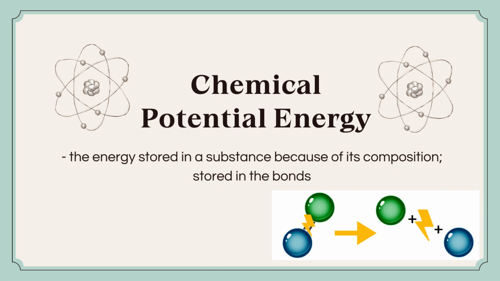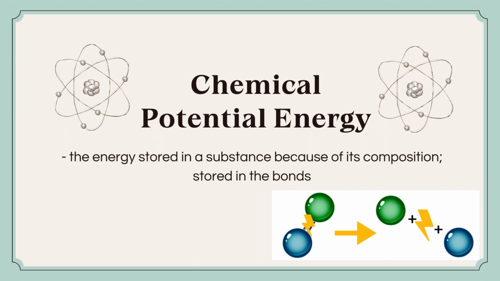So a specific type of potential energy includes chemical potential energy. It is the energy stored in a substance because of its composition. This energy is stored in the bonds of the substance. This image shows how when the bonds are broken, the energy is released. And different amounts of energy are released, and it takes different amounts of force to break different types of bonds, which you will learn later on in this class.